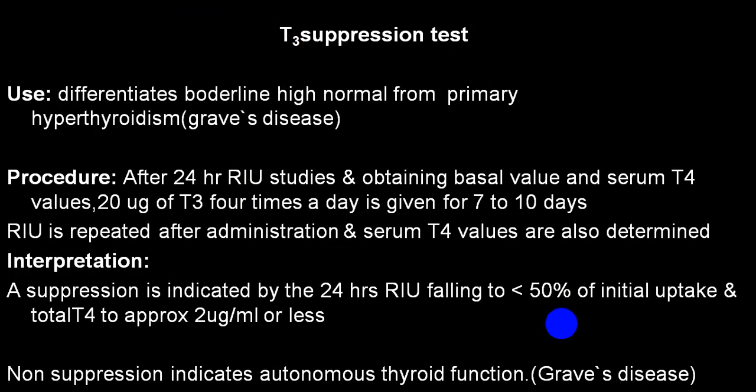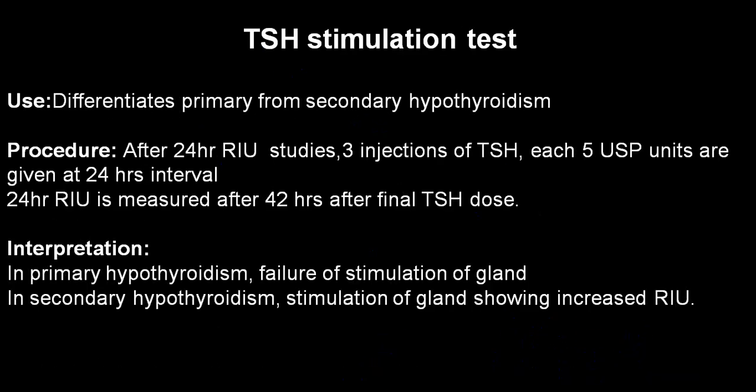T3 suppression test is mainly to differentiate Graves' disease from other conditions where there is a borderline high level of T3 and T4. Just for that purpose, you can go for a T3 suppression test. Mainly it is important to identify Graves' disease, but it is not commonly done.